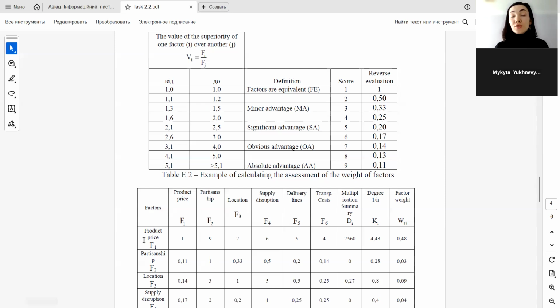Okay. Continue. So we need to find difference between first and fourth factor now. I have a question. If I calculated and have 6, I choose absolute advantages. Yes. All what more than 5.1, it is absolute advantage. So write 9 in the line and 0.11 in the column. Yeah, I understand.